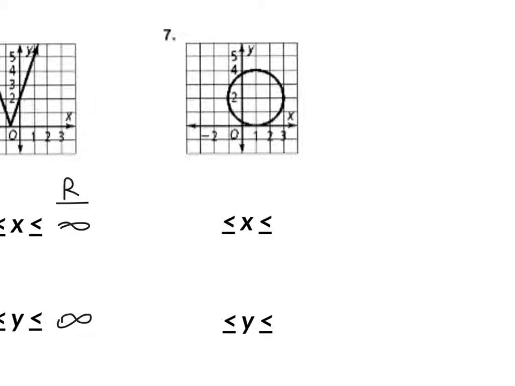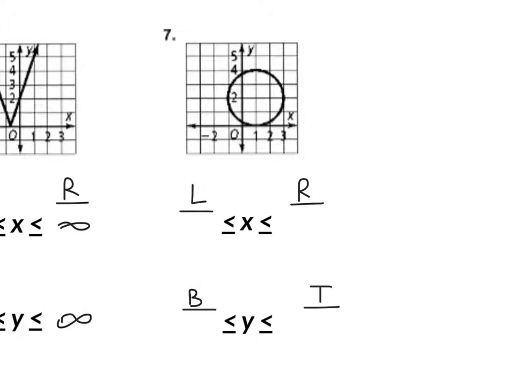Okay, so let's take a look now at this last example. This last example is a lot different. Notice, do you see any arrows in this one? No, you don't. So this one's going to go from a number to a number, and a number to a number. So remember, how far left does that circle go? How far right does that circle go? What's the bottom of the circle? What's the top of the circle?